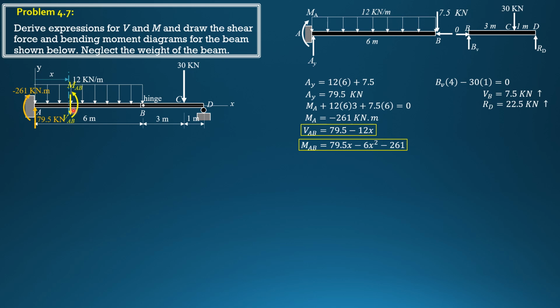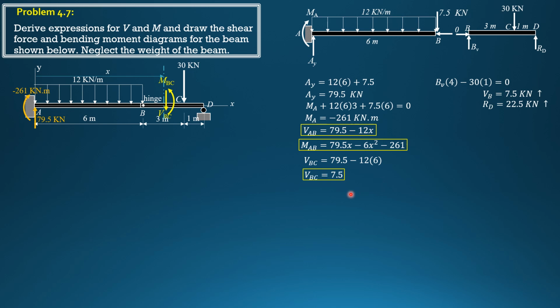Then we remove this. Let's proceed to BC. Distance from the y-axis, or from A, is x. And positive shear, positive moment at BC. So shear BC is 79.5 minus 12 times 6. So that's the equation. Then simplify. 79.5 minus 12 times 6. Shear in BC is equal to 7.5.